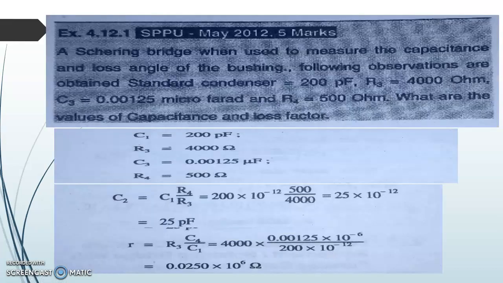Now we can solve this example. A Schering bridge, when used to measure the capacitance and loss angle of the bushings, gives the following observations. Standard condenser C1 is equal to 200 picofarad. R3 is 4000 ohms. C4 is 0.00125 microfarad, and R4 is equal to 500 ohms. Now the question is, what are the values of the capacitance and the loss factor?